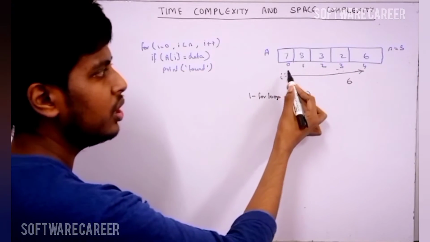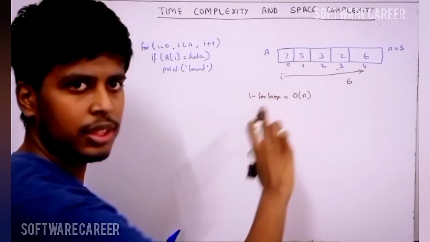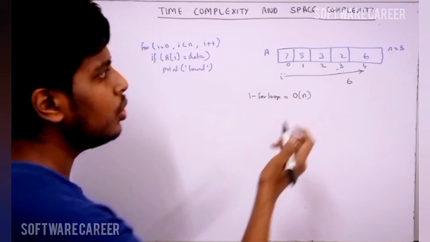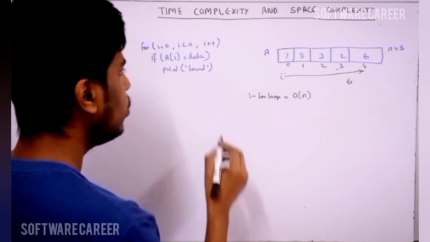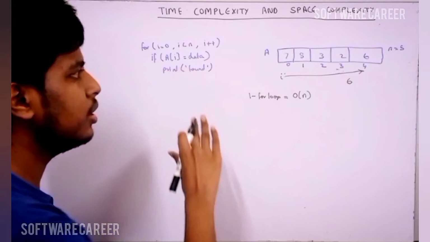So how much time did it take? It took 5 times, because 5 elements are present. So what is 5? 5 is n, that is the size of the array. So the time complexity is O of n. You can write it like that by analyzing the code.